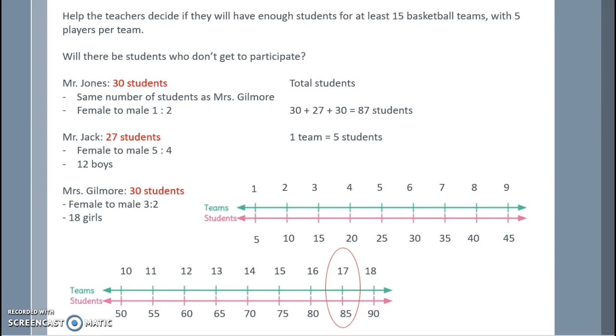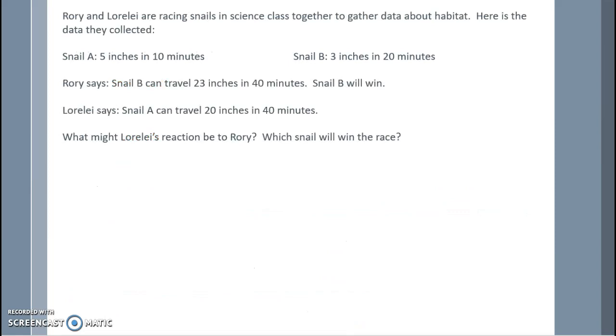10 teams is 50 students. 11 is 55. I get all the way to 17 teams and I have 85 students. I don't have enough to have 18 teams. That would require 90 students. So I have 87 students altogether and a team to make 85. That means that 2 students won't get to play.